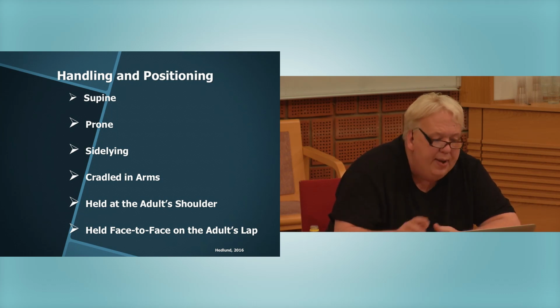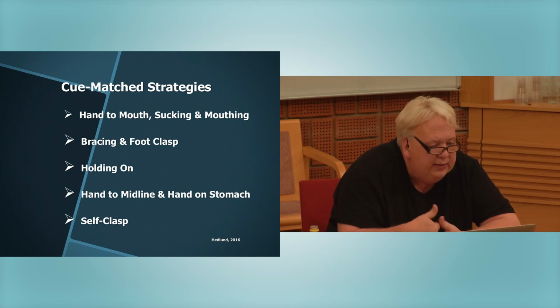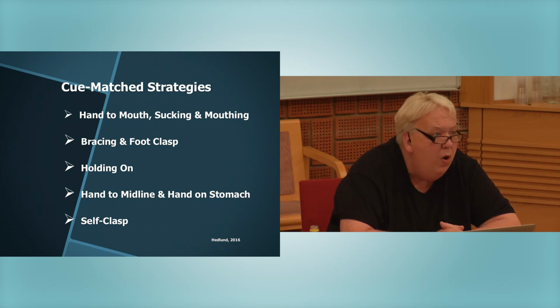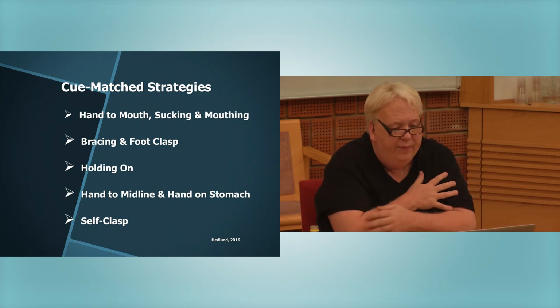And then finally, cue match strategies. These are the strategies the infant may be showing us, such as bringing hands to mouth, sucking and mouthing, bracing and foot clasp, holding on, hand to midline, and hand on stomach, and also any kind of self-clasping attempts the infant does.